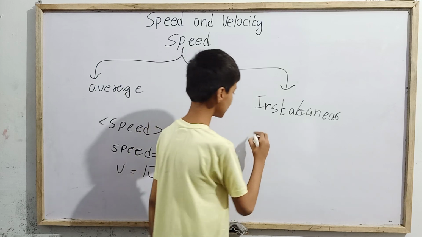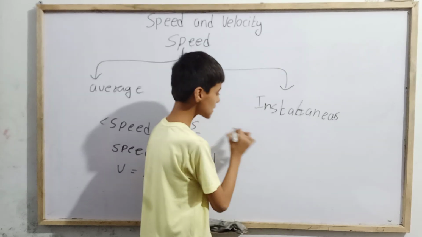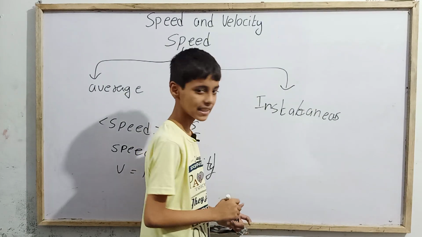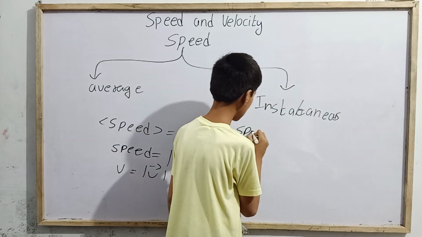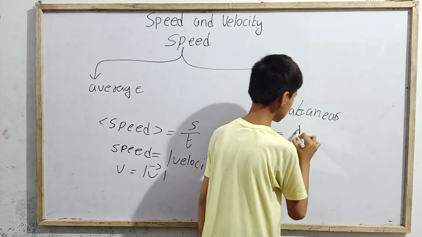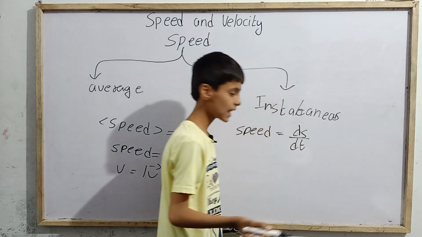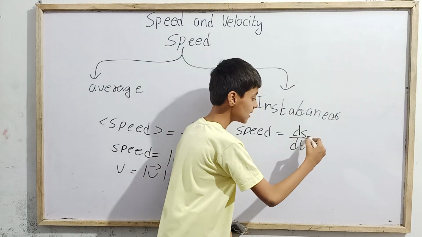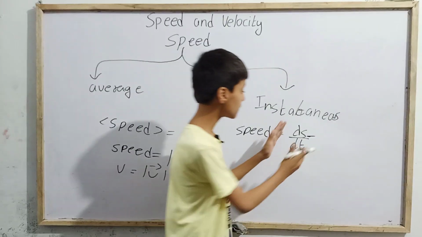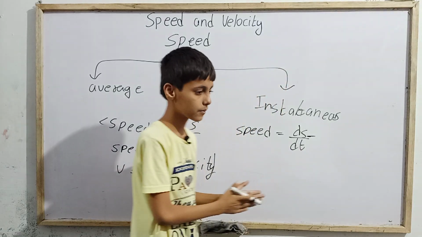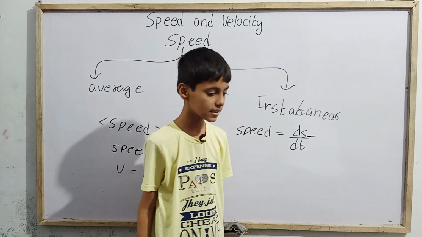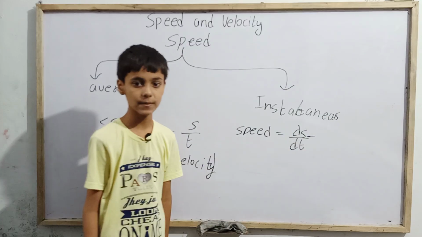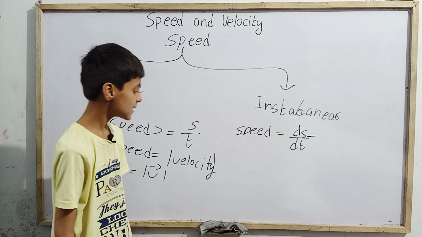We do the same thing. Speed at any particular instant is ds divided by dt. So we define instantaneous speed as ds divided by dt. The process is the same as in velocity. The differentiation of distance with respect to time is called the instantaneous speed, meaning the speed at any particular instant.